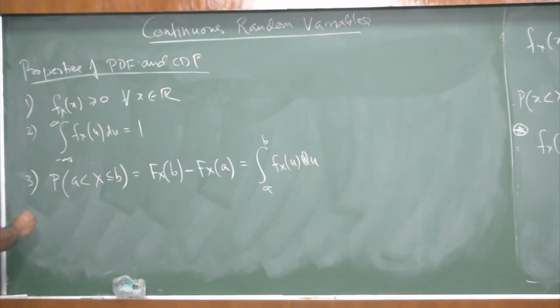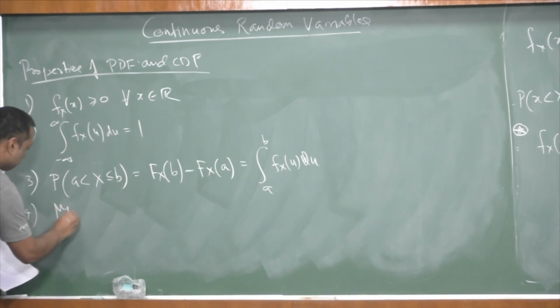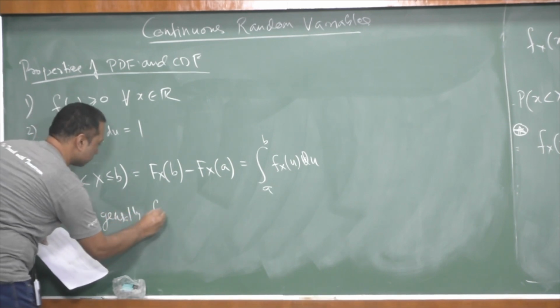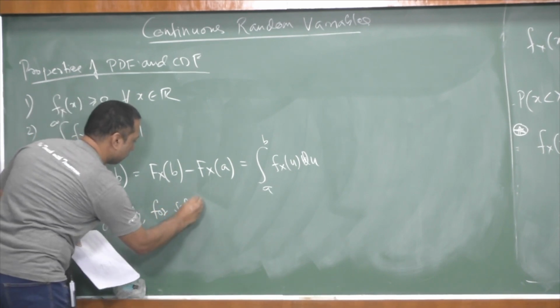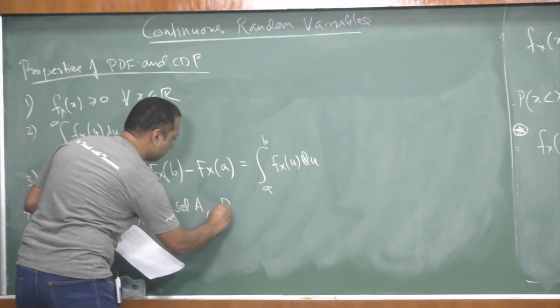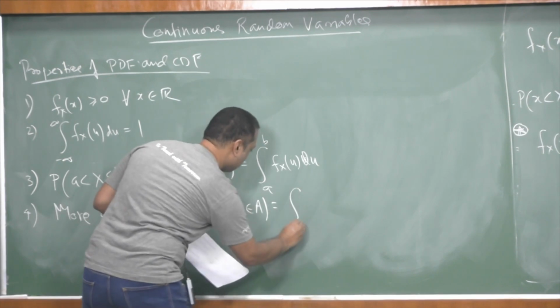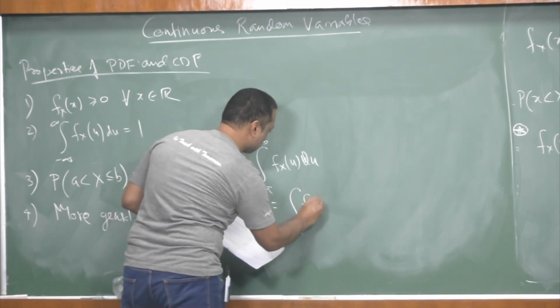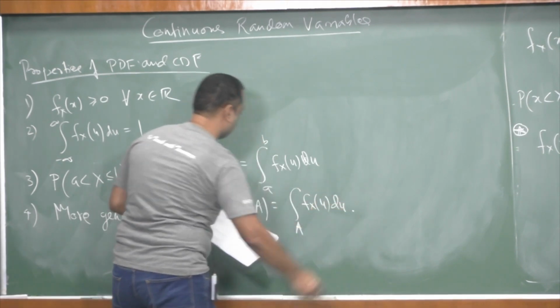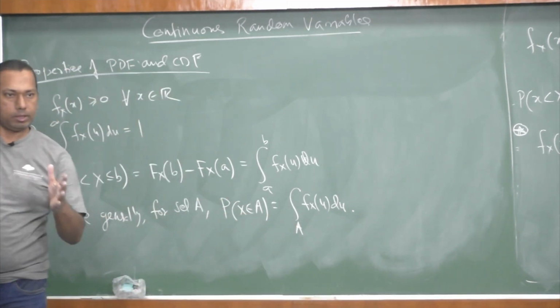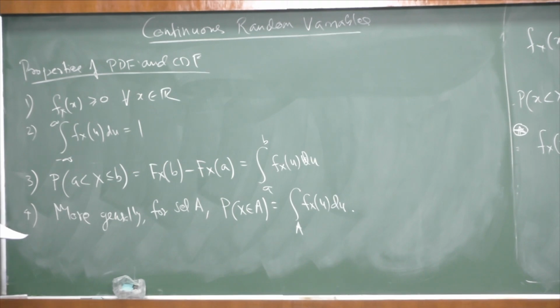And more generally, if you want to compute these probability values over a set A, the probability that X is in A will be the integral over A of f_X(u) du. Basically you integrate over whatever set you are supposed to calculate the probability on, you just have to put those values.